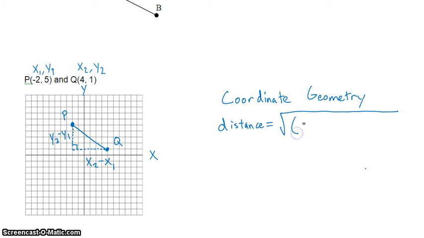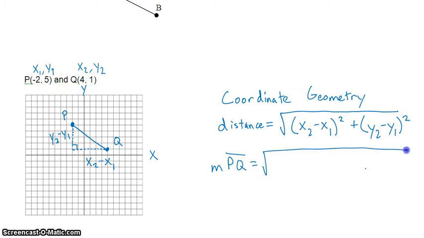It's the square root of (x2 minus x1) squared plus (y2 minus y1) squared. The distance formula is really the Pythagorean theorem. So to find the measure of segment PQ, we're going to use the distance formula. We're going to plug these values into this formula. If you forget the formula, you can always think back to this right triangle and the Pythagorean theorem.